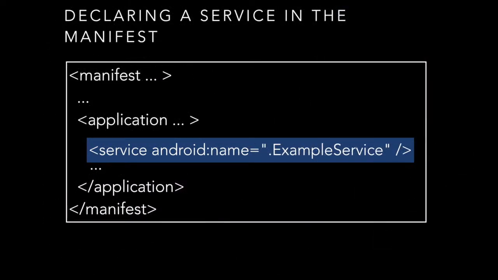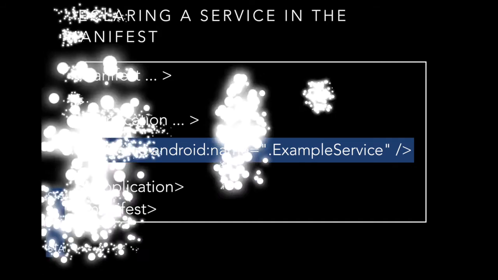And how do we specify the information about the service in the manifest file? Like we do for an activity, we have to give the information about the service in the AndroidManifest.xml file. Within the application, you have to add service, with android:name equal to .ExampleService. It is just like adding an activity.